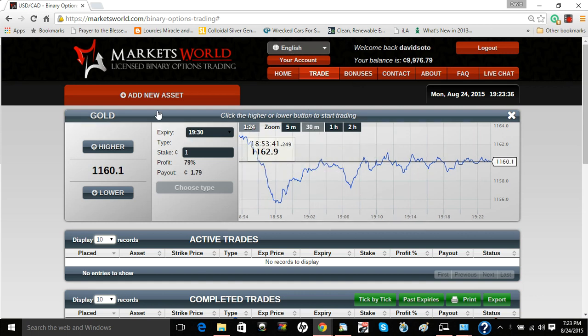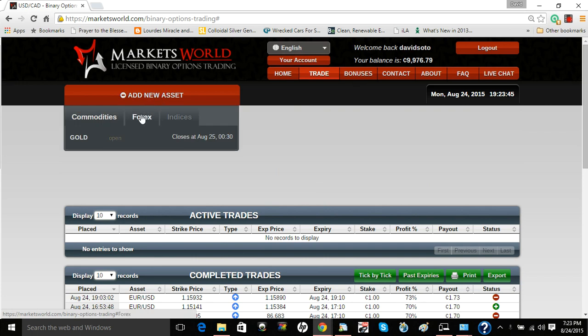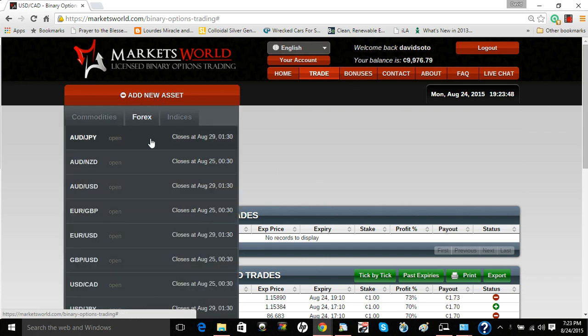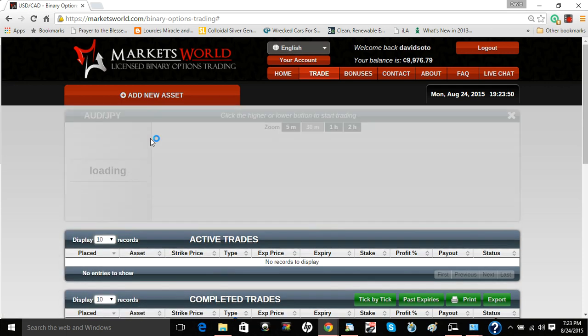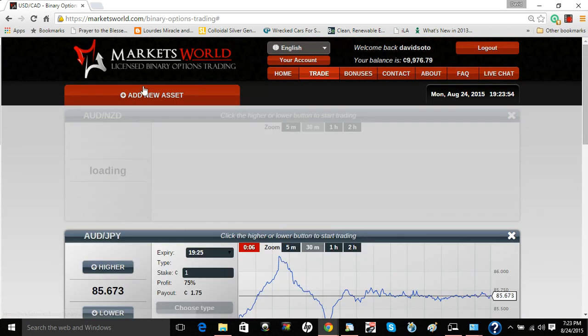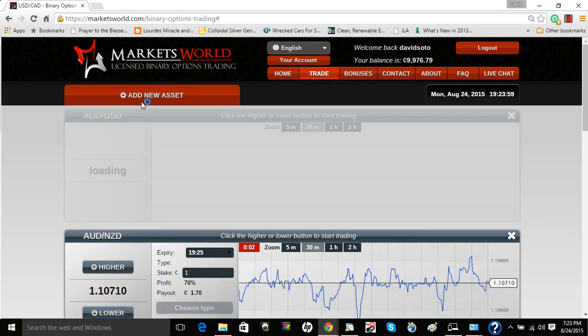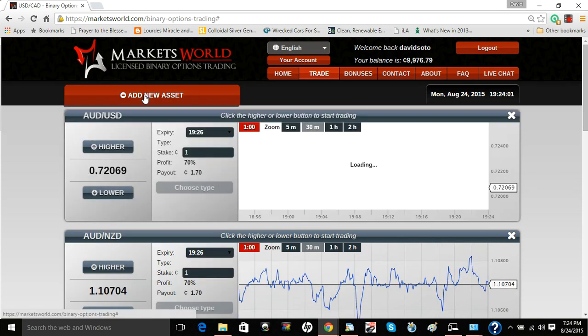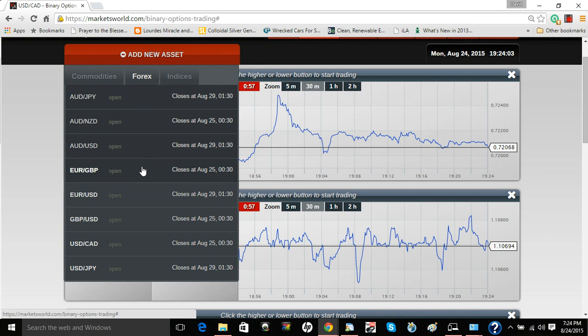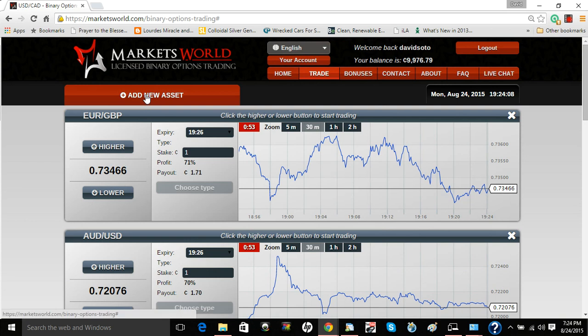You should have gold as your asset right here. Go ahead and close that out. We'll do gold another time. Click add asset and then click on Forex right here. And then just add each one of these currency pairs. Just click on each one at a time. That way you have all these ready to go if you see a good trade that you want to take. And I'll show you how to do that here in a sec.